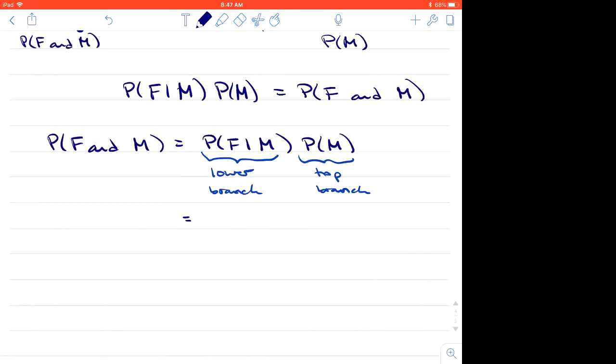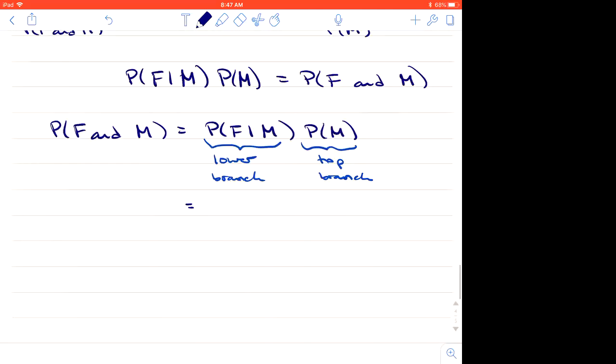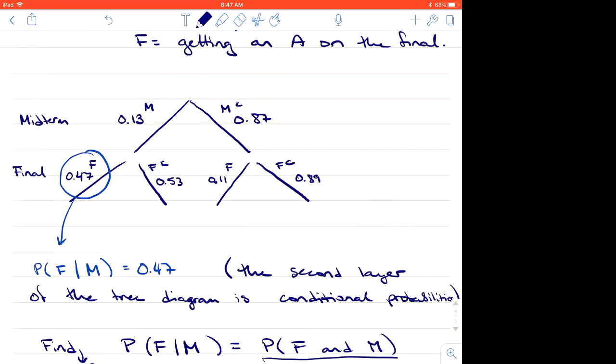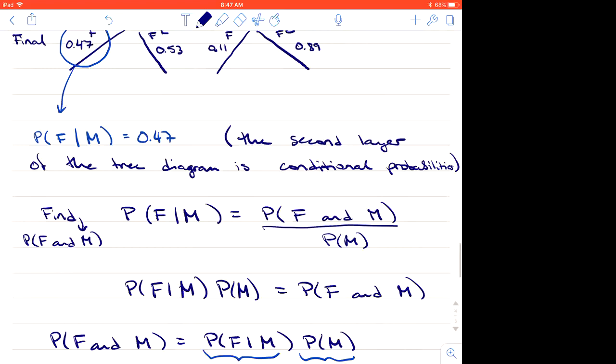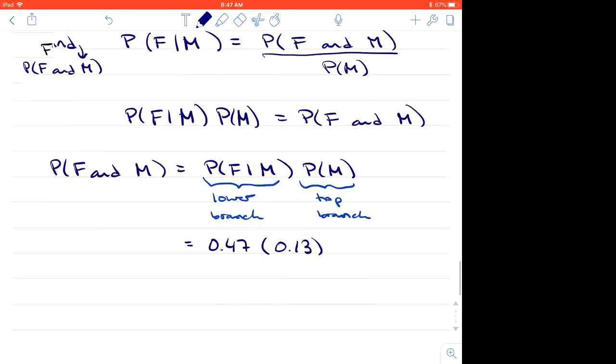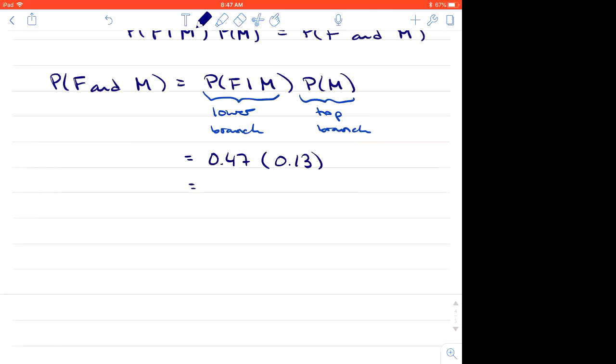So we said that the probability of F given M was 0.47. And the probability of M was 0.13, right? Getting an A on the midterm, 0.13. Okay. So 0.47 times 0.13 is the same as 0.13 times 0.47. So we have 0.47 times 0.13 is 0.0611.